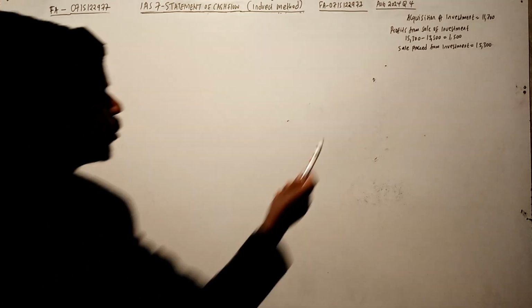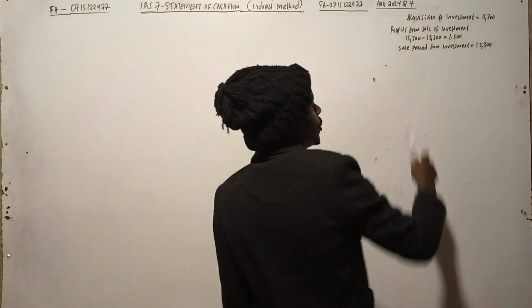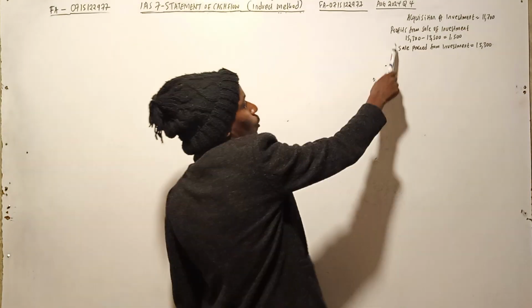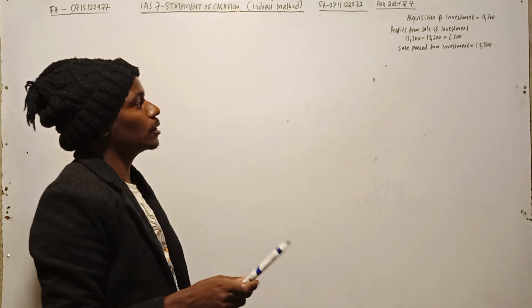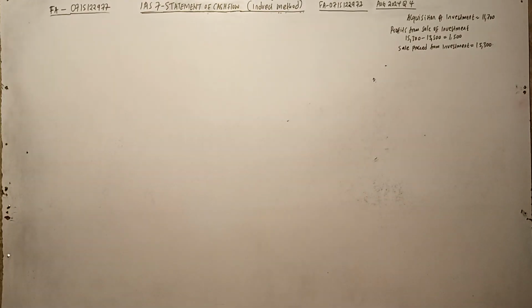So acquisition of investment inaenda kwa investing activities. Sales proceed from that investment will also go to investing activities. Then profit from sale of an investment, that one automatically will go to the adjustments. We continue. Tumemalizana hiyo. We continue next.